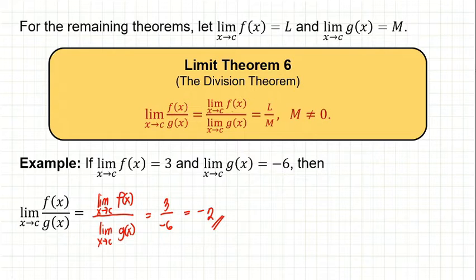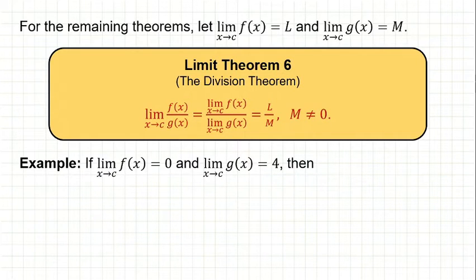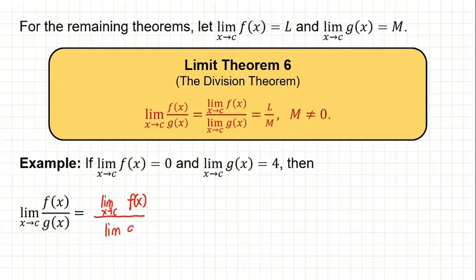Okay, now let's try another one. How about if we have this one? For f of x, the limit is 0, and for g of x, we have 4. So let's try again to find the limit of the quotient of f of x and g of x. So applying the theorem, we have the limit of f of x as x approaches c over the limit of g of x as x approaches c. And this is equal to 0 over 4. And we know 0 over 4 is equal to 0. And that will be our limit.